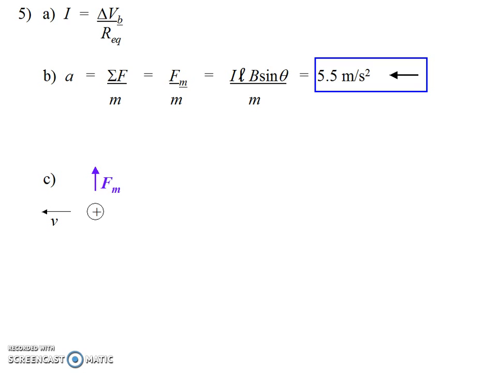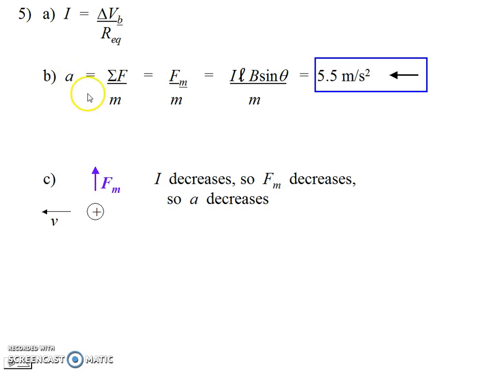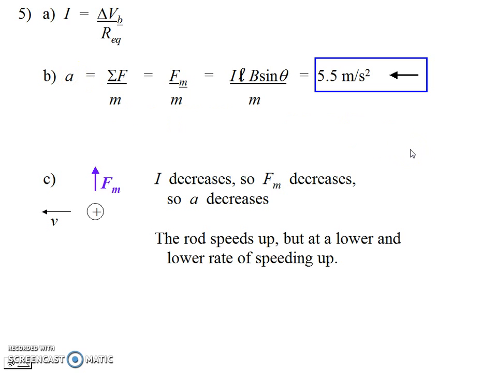That's opposing the flow. So what happens here? Well, if the protons are flowing to the bottom of the page, but the magnetic force is opposing that, pushing them to the top of the page, that decreases the current. If it decreases the current in this equation, the magnetic force decreases, so the acceleration decreases. And so while it's going to accelerate to the left, it will continue to speed up, but at a lower and lower rate of speeding up. That's kind of an interesting idea that we're going to come back to later on in this topic.